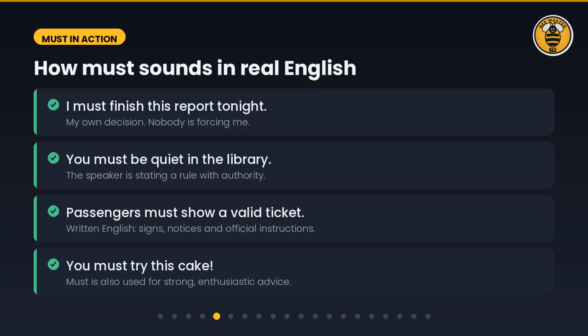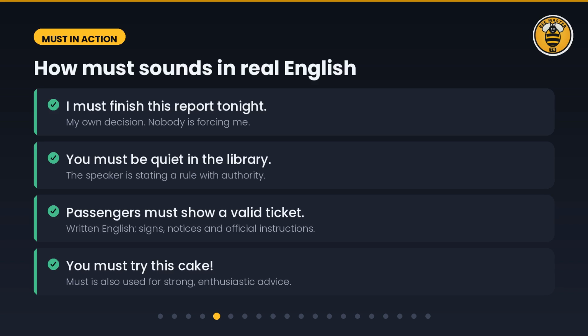Here is must in real English. Listen to the feeling behind each one. I must finish this report tonight. That is my own decision. Nobody is forcing me. You must be quiet in the library. Here the speaker is stating a rule with authority, and in writing, on signs and notices, must is everywhere.